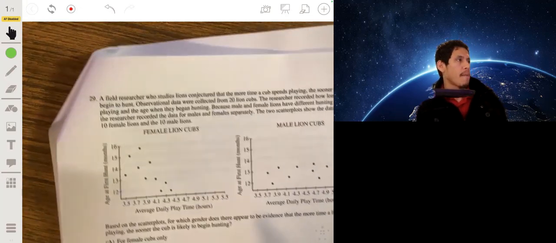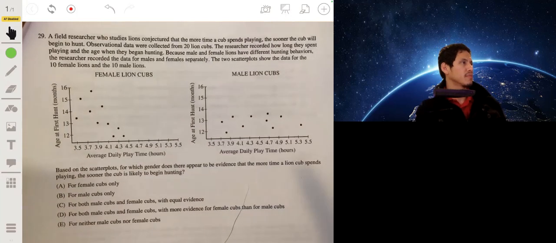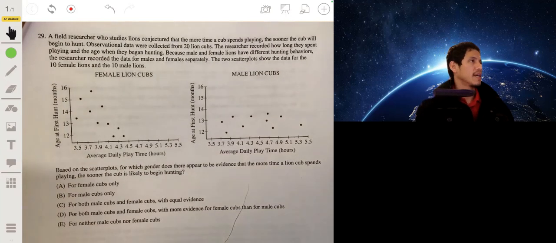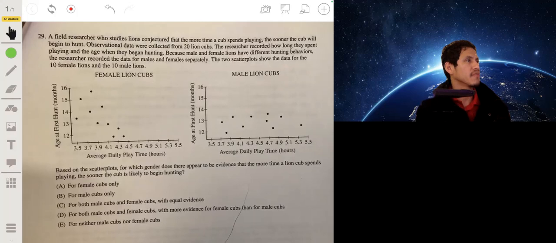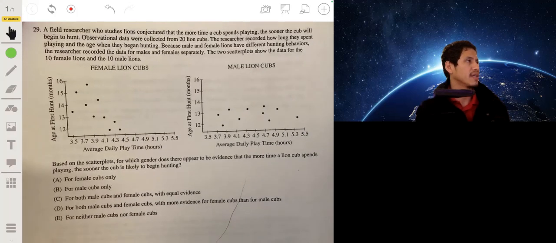All right, 29. A field researcher who studies lions conjectured that the more time a cub spends playing, the sooner the cub will begin to hunt. Observational data were collected from 20 lion cubs. The researchers reported how long they spent playing and the age when they began hunting. Because male and female lions have different hunting behaviors, the researcher reported the data for males and females separately. Two scatter plots show the data for the 10 female lions and the 10 male lions.